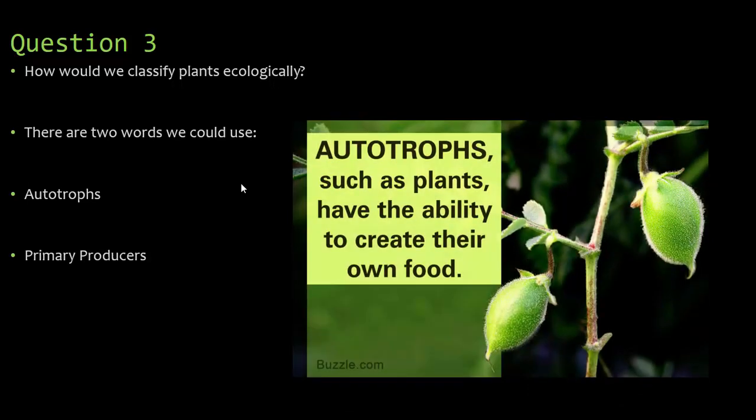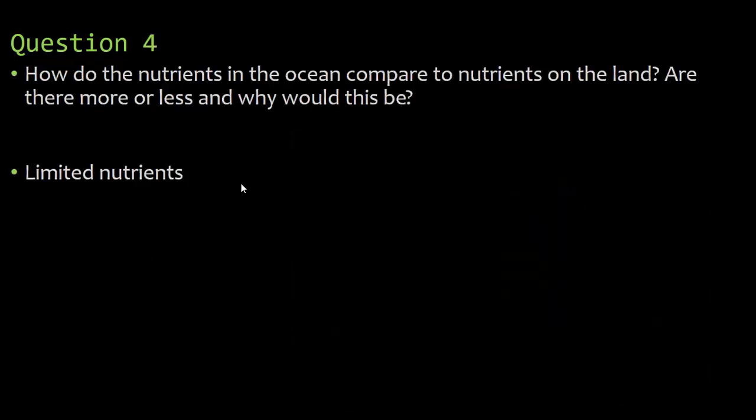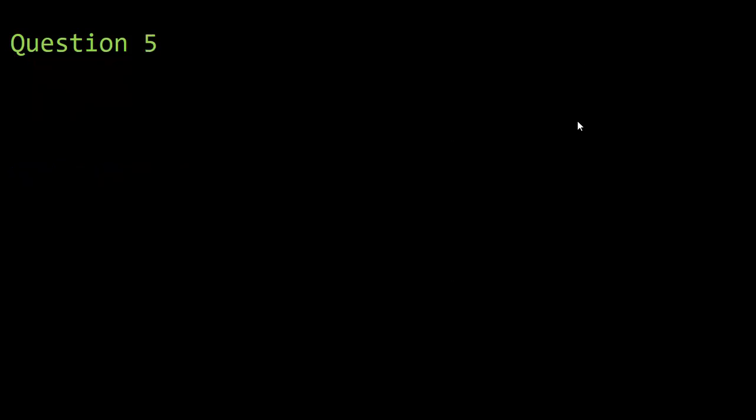All right, so autotrophs create their own food. Number 4, how do the nutrients in the ocean compare to nutrients on the land? Are there more or less, and why would this be? So there are limited nutrients in the ocean, and the reason they're called limiting nutrients is because the phytoplankton or the zooplankton, they need certain elements in order for it to start. So that's why they're called limited nutrients. That's going above and beyond. All you need to know is that there are limited nutrients.